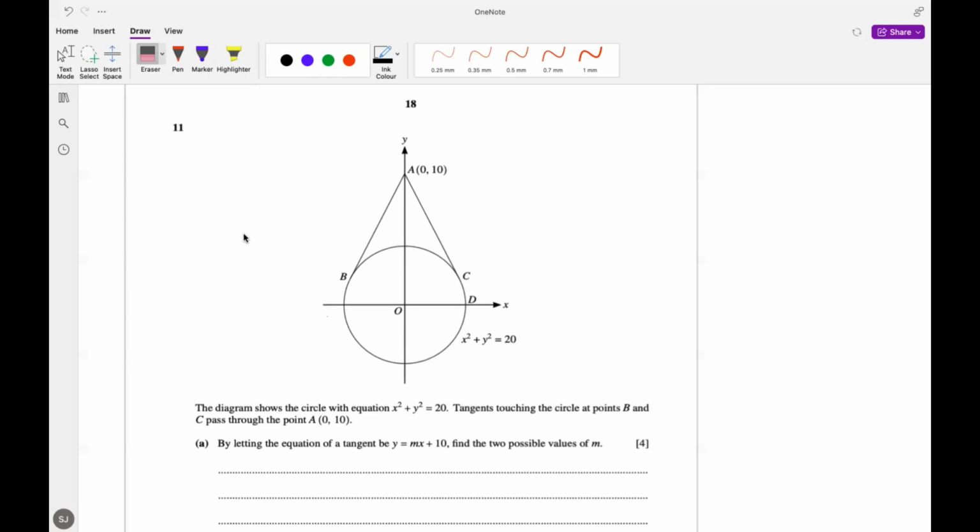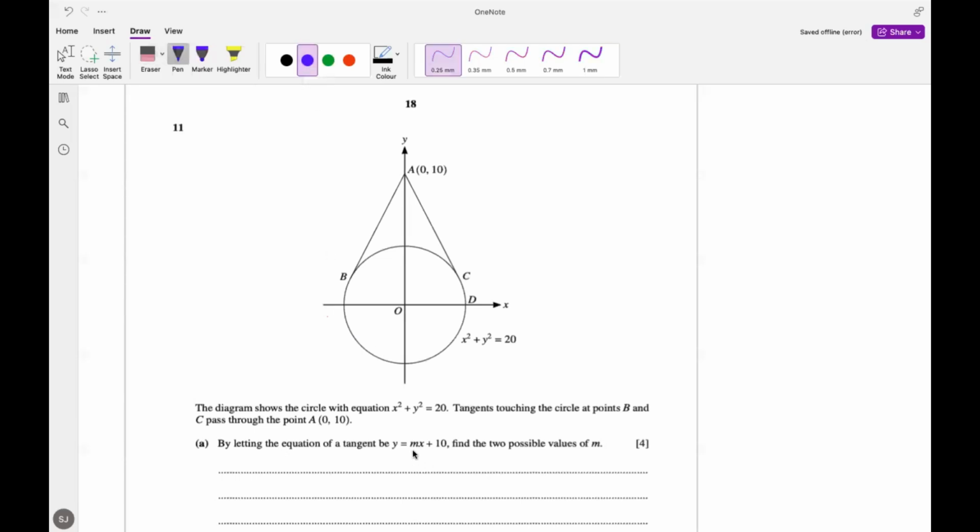In question 11, the diagram shows a circle with equation x squared plus y squared equals 20. Tangents touching the circle at points B and C pass through the point A, which is (0, 10). In part A, by letting the equation of a tangent be y equals mx plus 10, we have to find the two possible values of m.